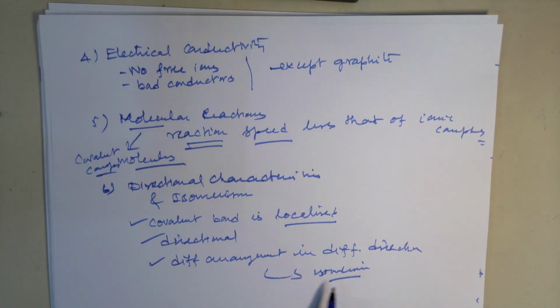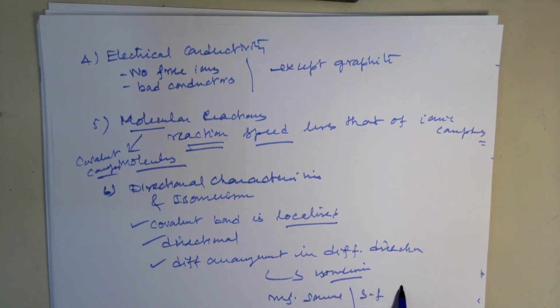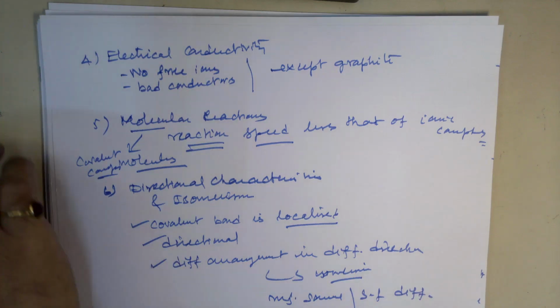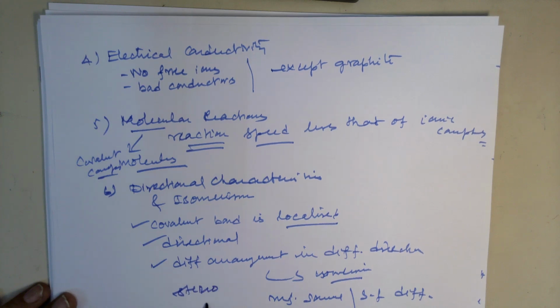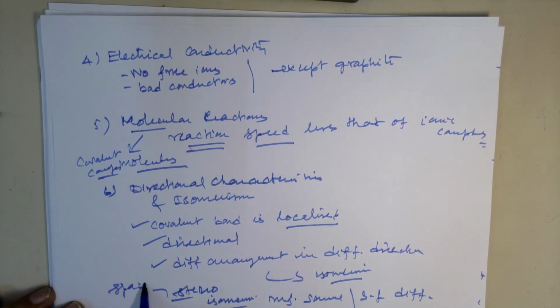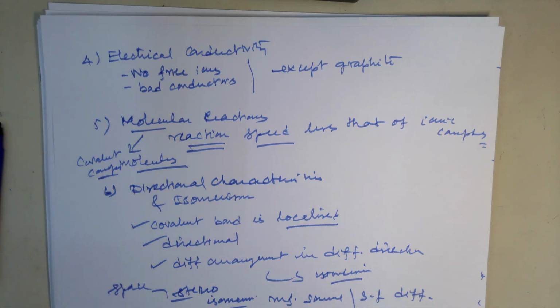What do you mean by isomerism? That is, the molecular formula will be the same, but the structural formula is different. And they lead to stereoisomerism also. Stereo means space, so the spatial arrangements of atoms will be different because they are capable of extending in different directions.